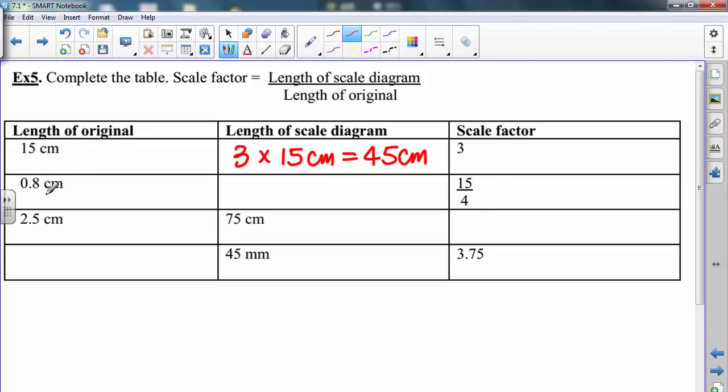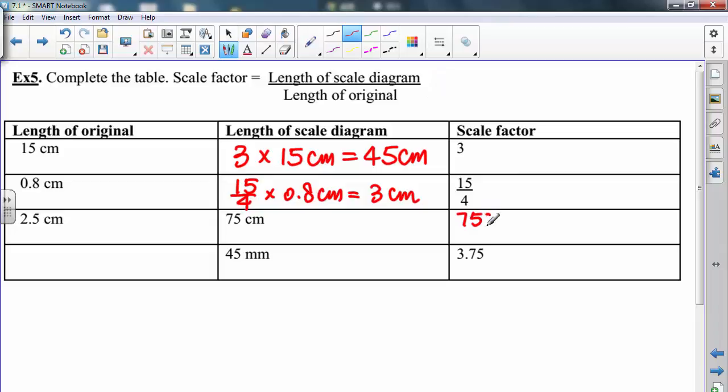So the length of the original is 0.8 centimeter. The scale factor is 15 over 4. I will use the scale factor 15 over 4 times 0.8 centimeter. So this one will give me 3 centimeters as the new length in the scale diagram. If I know the length of the original and the length of the scale diagram, how can I find the scale factor? I use the ratio form.